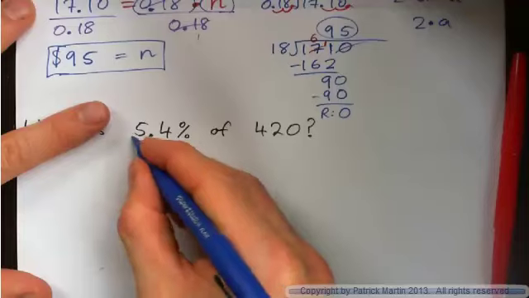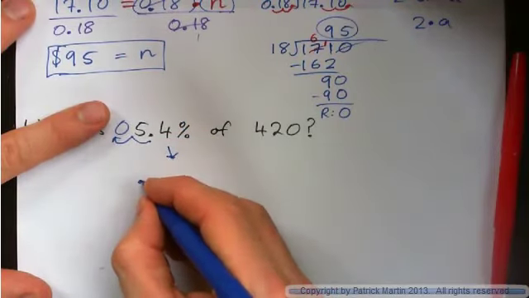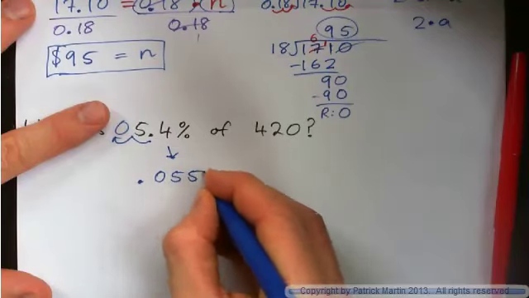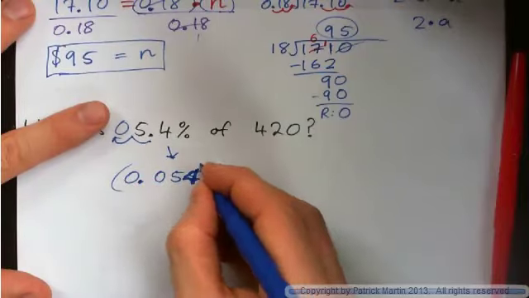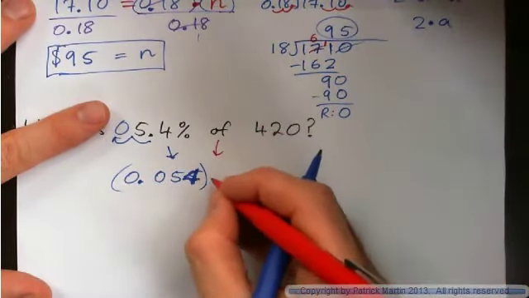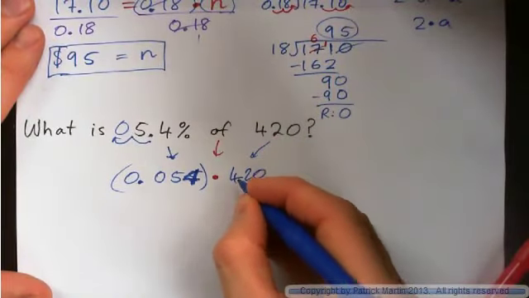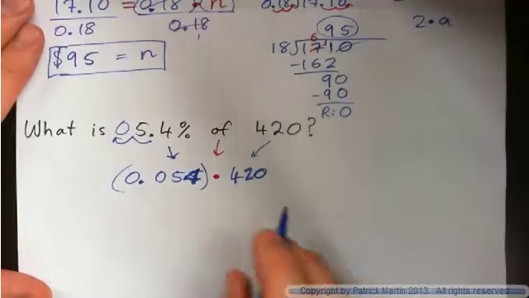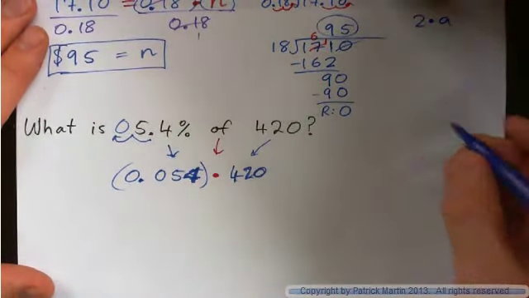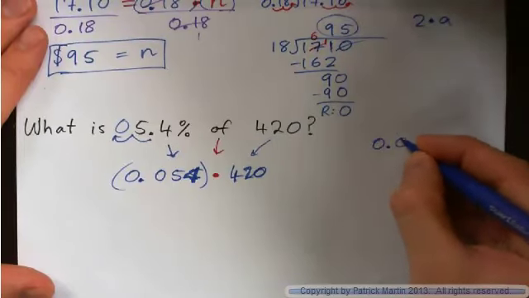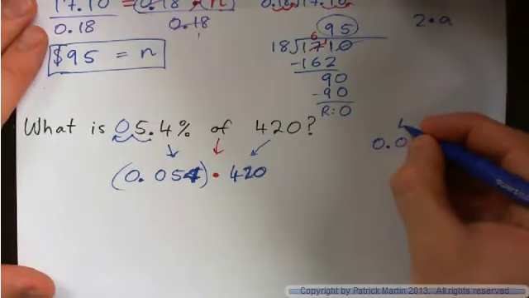Move the decimal point 1, 2 spaces to the left, and stick in a placeholder 0. So 0.054 of, multiplied by 420, right? So I need to multiply this times this. So let's do that. 0.054, and I'll put the 420 up here.